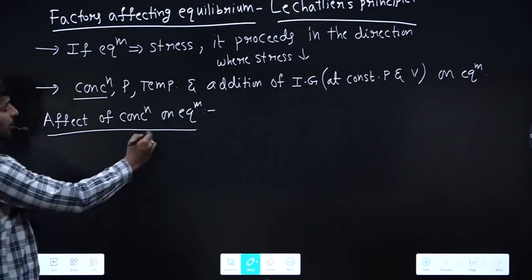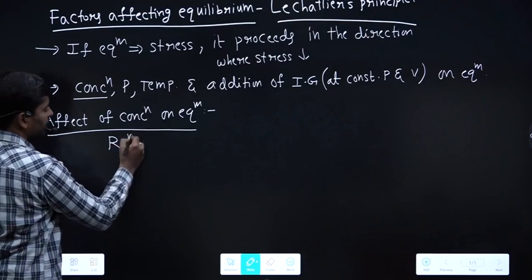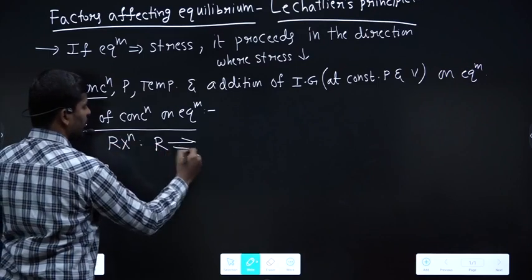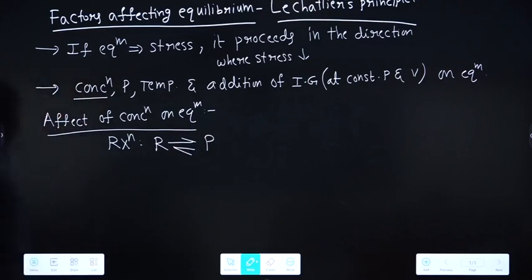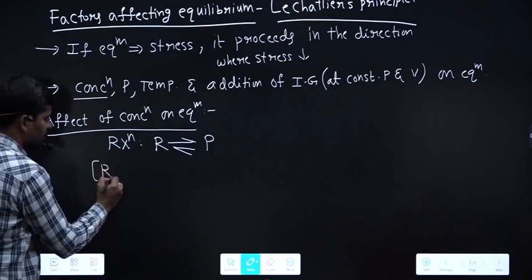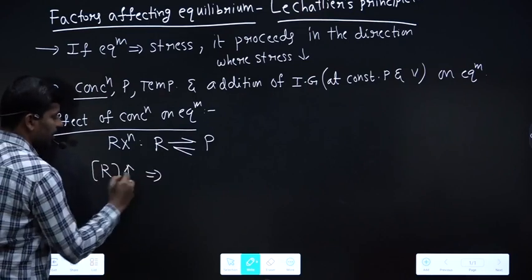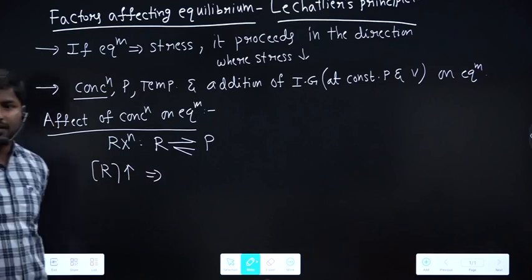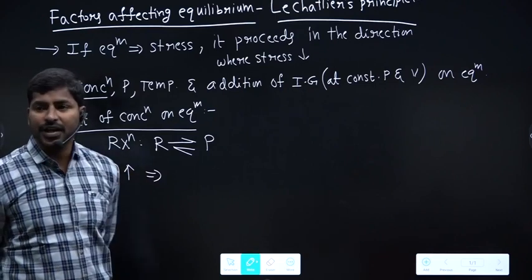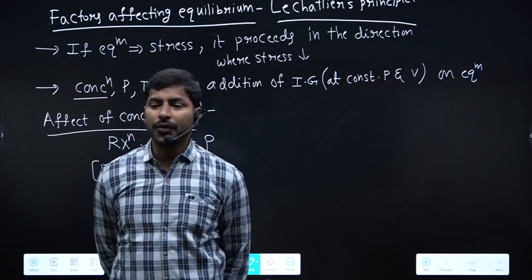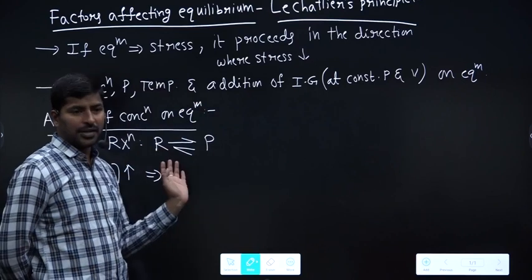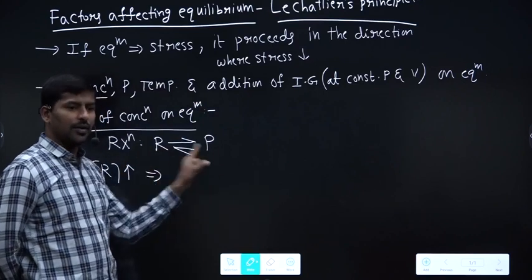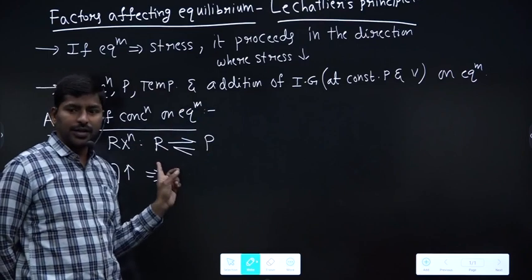For example, I am taking a reaction like this under equilibrium. Consider a reaction under equilibrium. Reactants are in equilibrium with the products, right? Now, for example, we are increasing the concentration of reactants. On increasing the concentration of reactants, the reaction proceeds in the direction where the concentration of reactants decreases. That means forward direction or backward direction? Forward direction. In the forward direction, the concentration of reactants decreases.